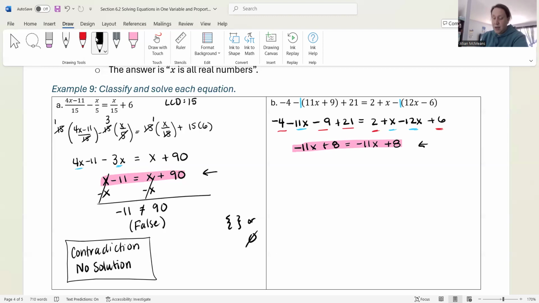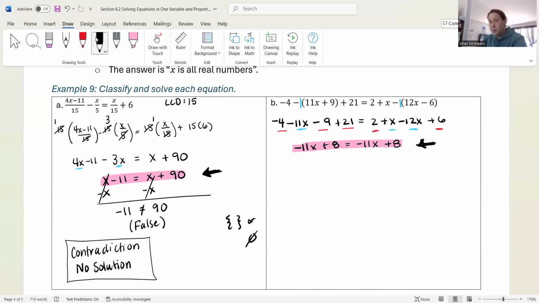Okay, so part A, looking at where this arrow is, this is where you can tell you're never, ever going to get a true statement. And then right here, this is where you can tell that no matter what you plug in, you're always going to get a true statement. But let's go ahead and take it all the way, okay? I like to go ahead and get to that point where I have either a true or a false statement.